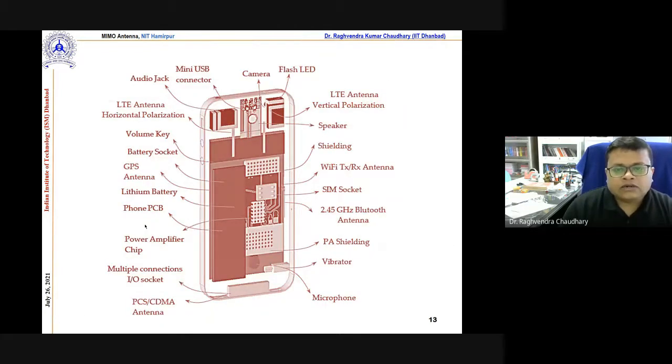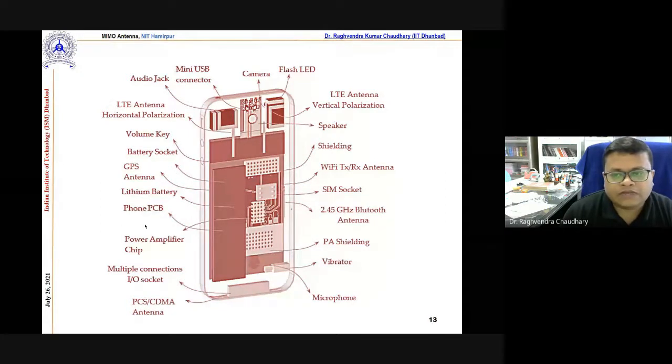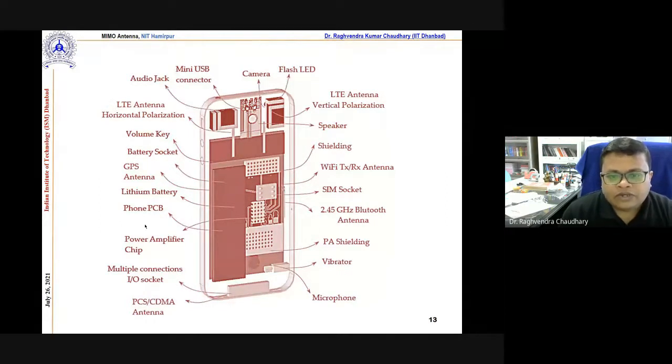So like this mobile, we have a number of things. Apart from that, we are very focused on the antennas. Here, if you see, we have two antennas: an LTE antenna, horizontal polarized, and an LTE antenna, vertical polarized. In my last talk, I already discussed this. We have the circularly polarized LTE antenna. It would be a very great thing.